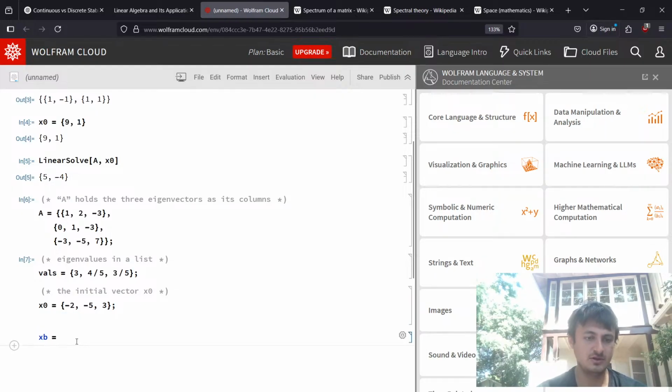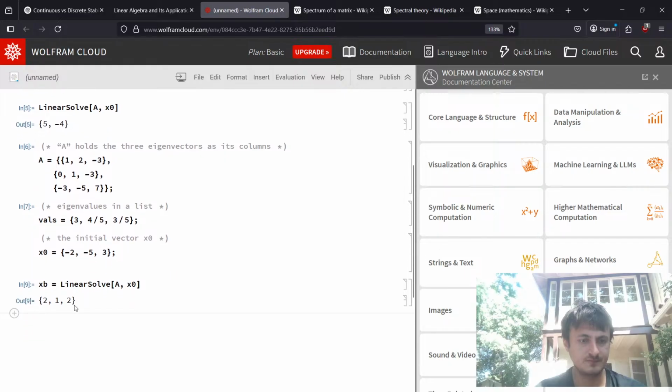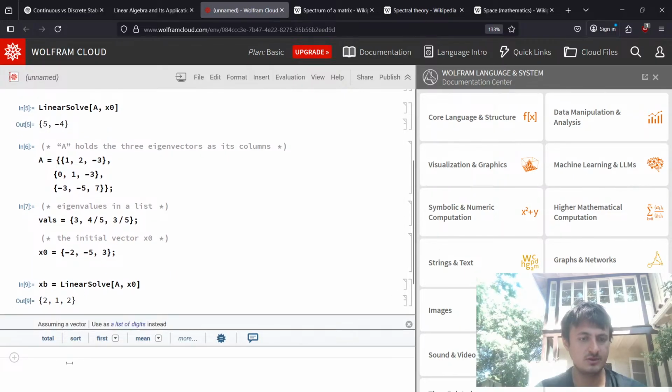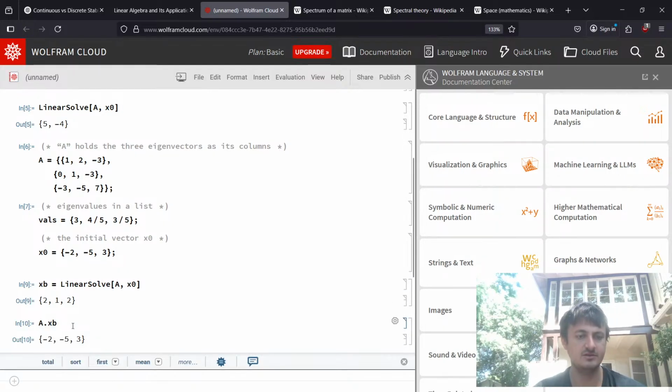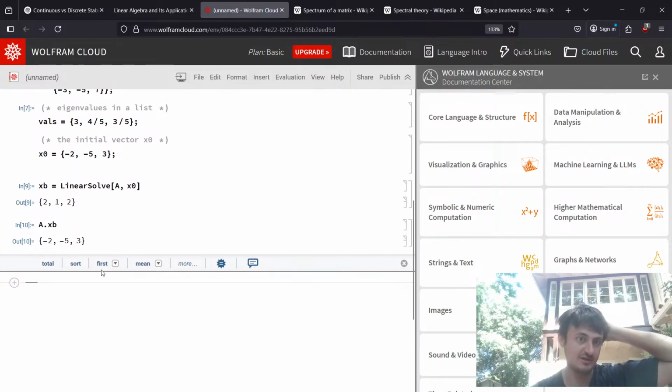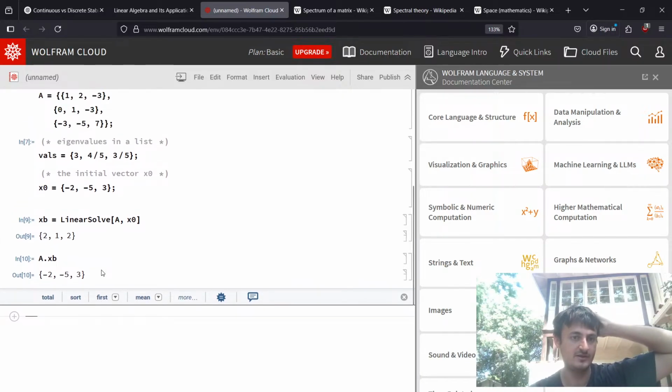So then we can do linear solve A, x0. Okay, and we get 2, 1, 2. Now, just to double check, we can do A times xb, and we get -2, -5, 3. So there's our double check. We should expect something like that. If that wasn't the case, this would be psycho.